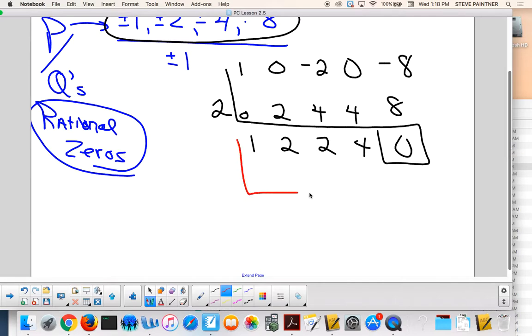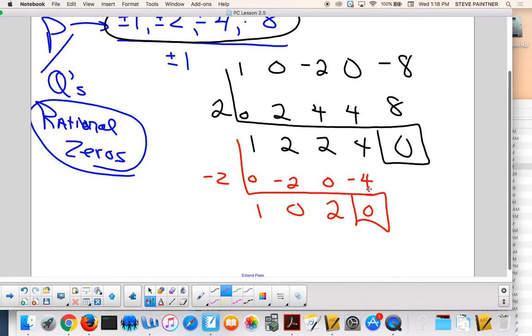-2. Okay. All right, let's try it. -2. Let's hope they're right. Put a 0 here. 1, this and this, -2. Add down 0, multiply 0. Add down 2, multiply -4. You did get 0. Good. Okay, 2 works, -2 works. They are zeros, but now you got 3 numbers in the end.